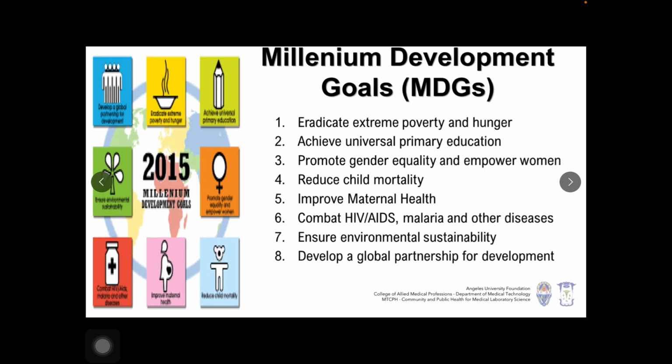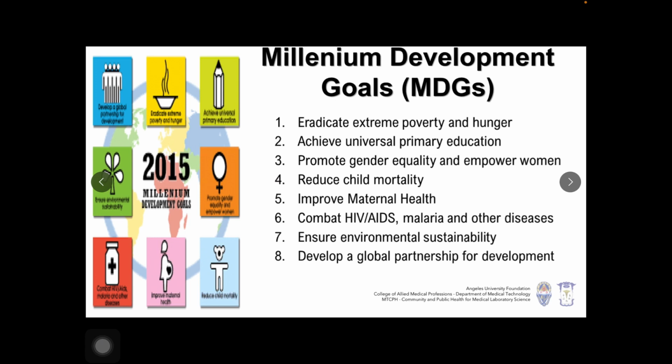So on the current slide are the 8 MDGs that were targeted to be achieved by 2015. If you look at them, do you think that all these 8 goals were already achieved by 2015? We are already in the year 2021, so 6 years have already passed. So look at these 8 Millennium Development Goals and reflect if these 8 goals were already achieved.